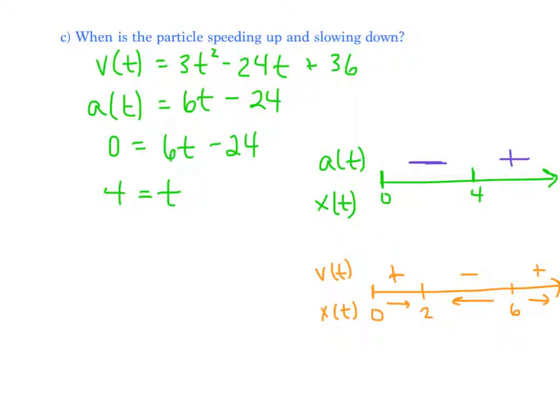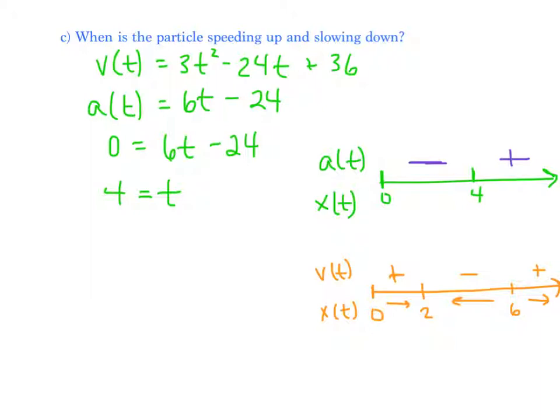Starting at 0, from 0 up until 2, we have opposite signs. Then they are the same from 2 up until 4. They're both negative. Then at 4, my acceleration changes to positive, but my velocity is still negative, so from 4 till 6 they are opposite again. And after 6, they both remain positive. So I start off with opposite signs, then same, opposite, then same.